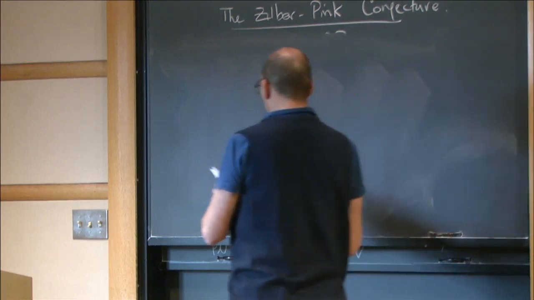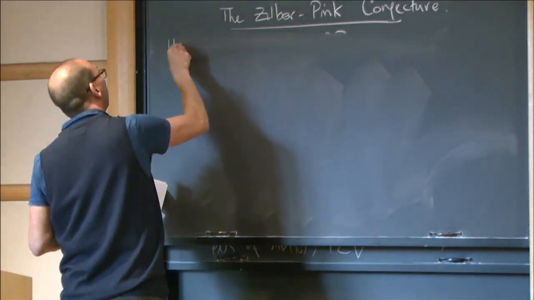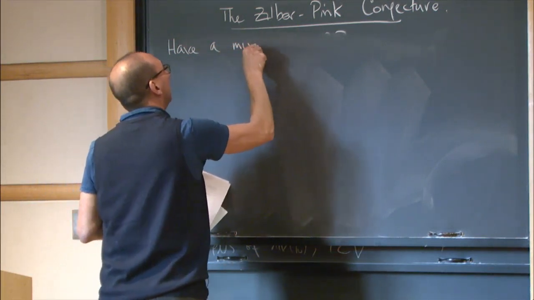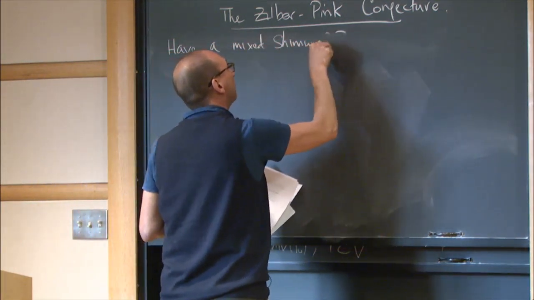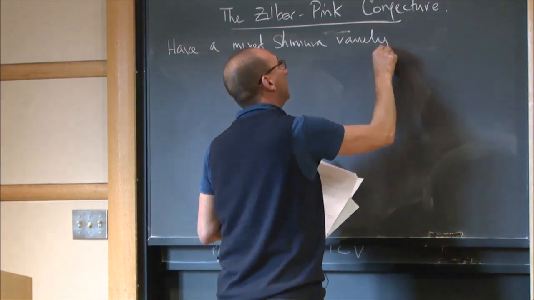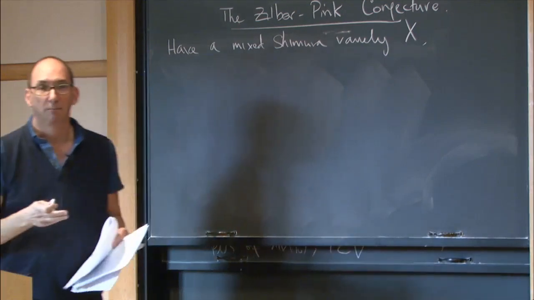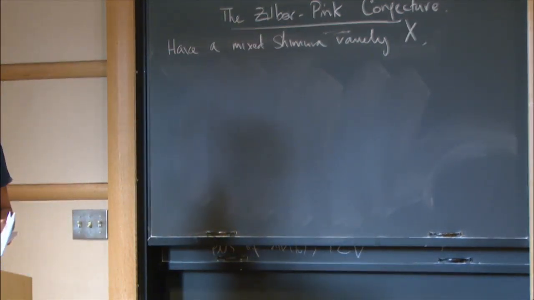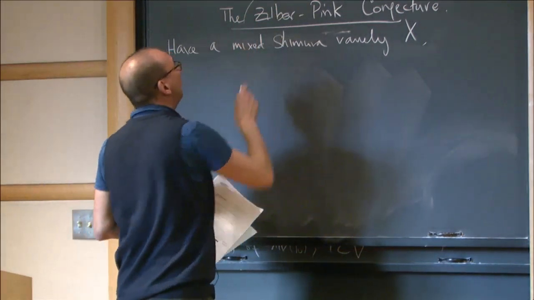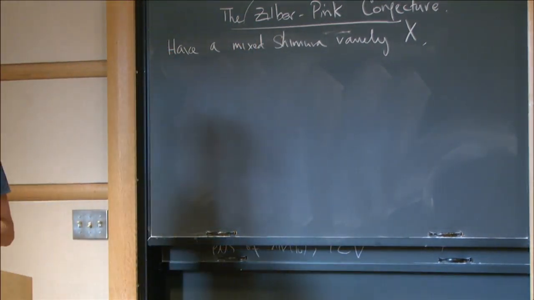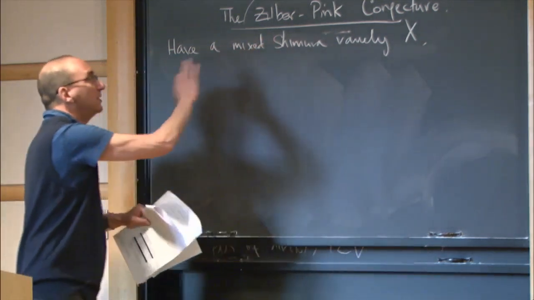So here it is. So we have a mixed Shimura variety X, which, well, I understand that Pink would formulate this. So Zilber formulated it in the semi-abelian case. Pink made this general formulation, but it's already open even in the multiplicative group. So you have a mixed, but I mean, this is just a formulation, all right?